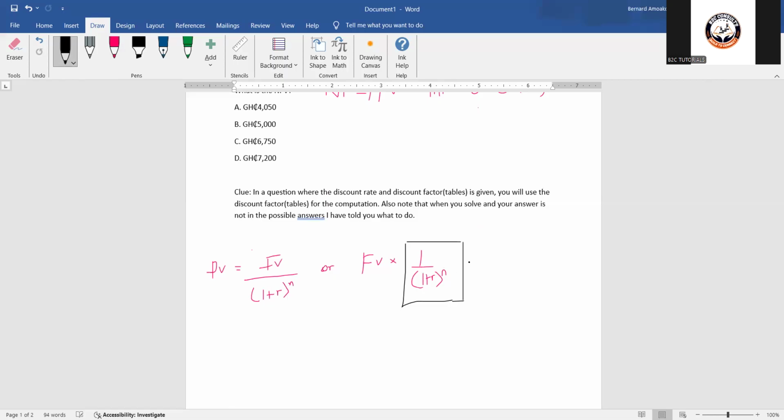This is called the discount factor. So if this is a discount factor, the r in it is the discount rate. This r is what we call the discount rate or interest rate.